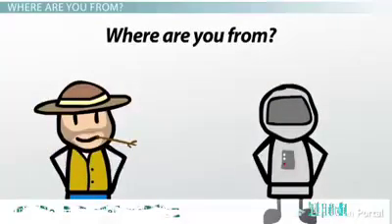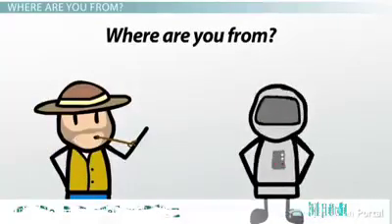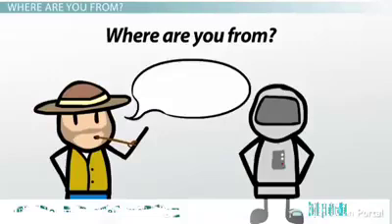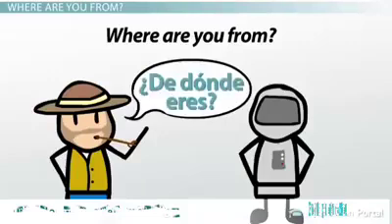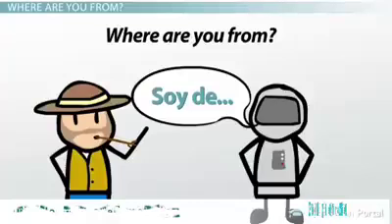Finally, we are going to learn the informal way to ask where a person is from. To do this, we ask, ¿De dónde eres? To answer, we say, soy de, which means I am from. You can follow this with any location. You might say the city, the state, or the country you are from.